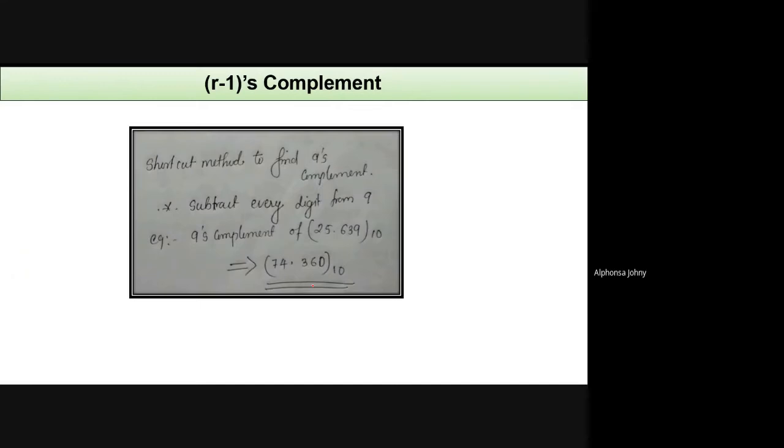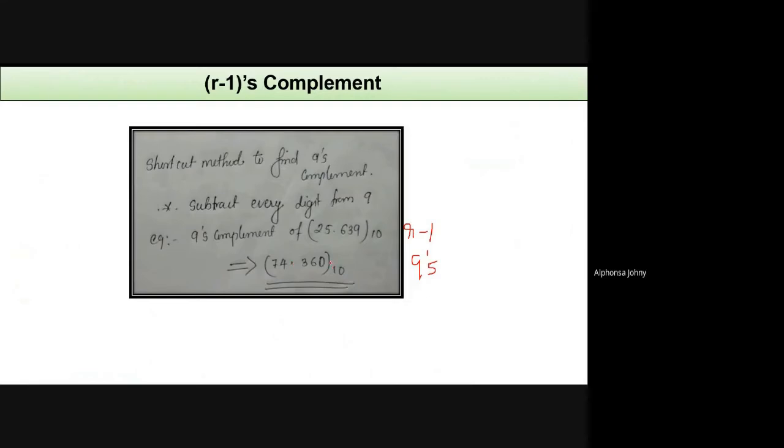Find the 9's complement of 25639 to the base 10. So it's a decimal number system. So 9's complement implies it is the r minus 1 complement, or 9's complement. To find it, we need to subtract the given digits from 9. So 9 minus 9, 0. 9 minus 3, 6. 9 minus 6, 3.